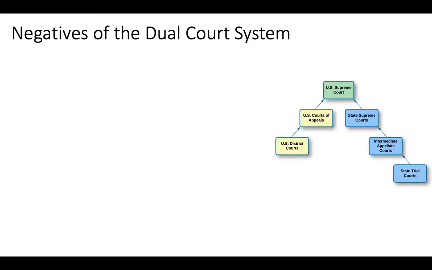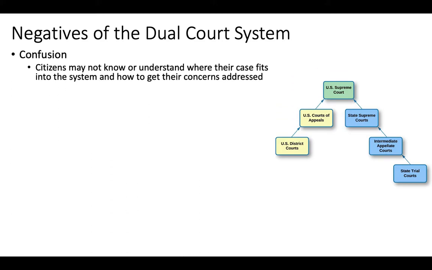While the dual court system does an effective job of organizing and carrying out the legal work of the judicial branch of American government, there are a few negatives that happen as a result. The first negative is confusion. Since there are many courts and a variety of ways a case can work its way through the court system, citizens may not know or understand where their case fits into the system and how to properly resolve their legal issue.